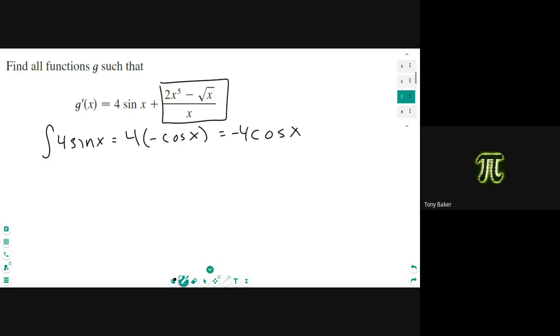I can split it up and put the denominator in each piece. So this becomes 2x to the 5th over x minus this x. I'm going to change this to x to the 1/2 over x. So I get 2x to the 4th minus x to the negative 1/2.